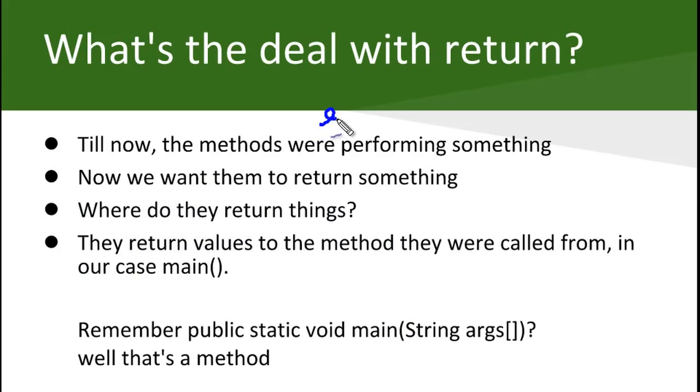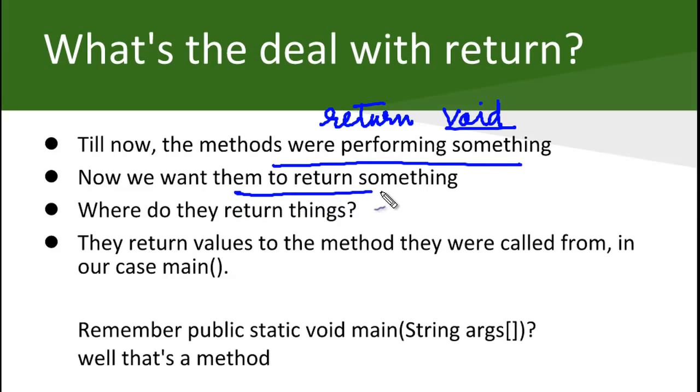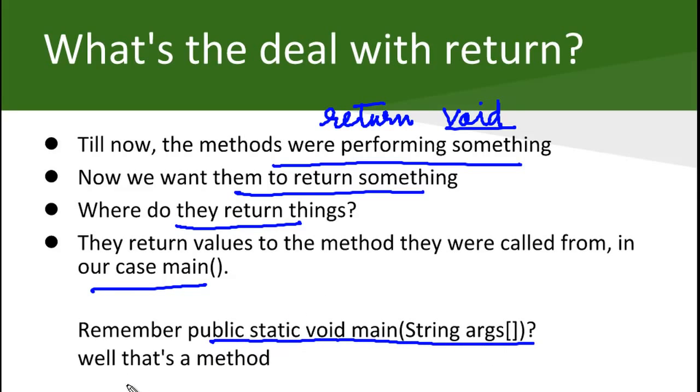Now a little while back we saw something called return, and we saw that we were returning void. Basically we were not returning anything. So the methods were performing something, but now we want them to return something. And where do they return it? A method is called from somewhere, and in our case we are calling our method from main. Remember public static void main. Even that's a method.